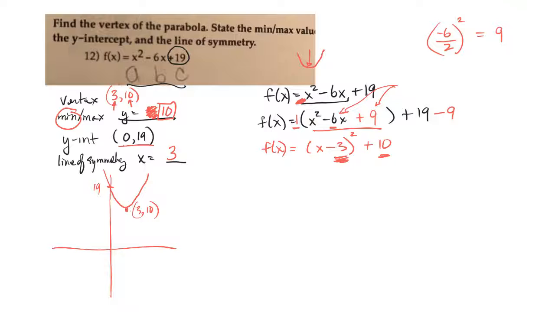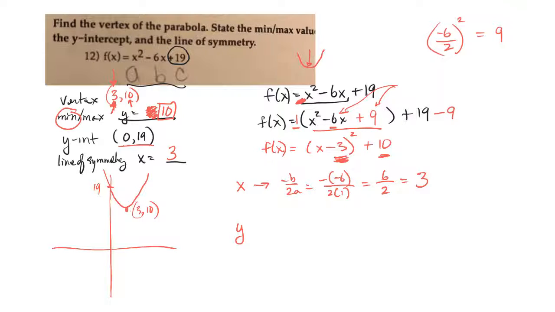Now you can also get it by using the formula. To get the x-coordinate of the vertex, you use negative b over 2a. So b is negative 6, over 2 times a, which is 1. So it'd be a positive 6 over 2, which is 3. That was fairly easy to get.